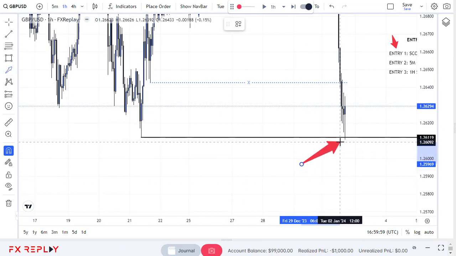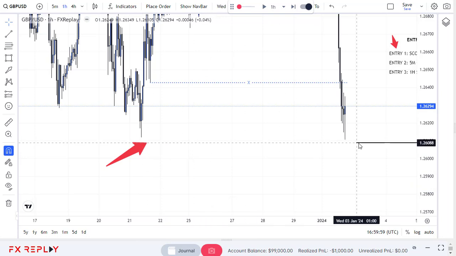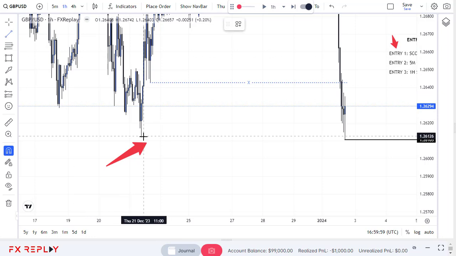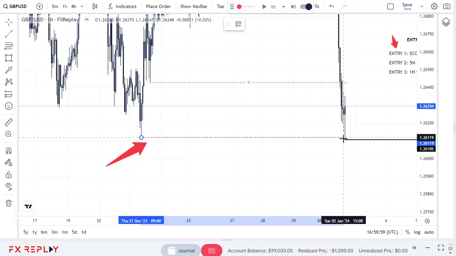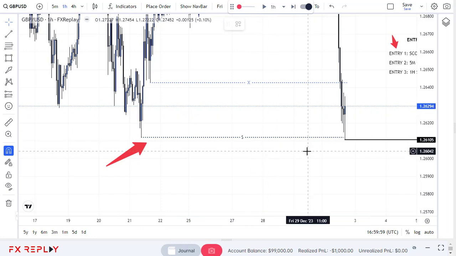This was a sweep of liquidity right here. So this low would be transferred from this point to this point. This becomes my recent low, and then this, I will now call this my liquidity sweep. Okay, I'll just call this liquidity. Okay, price swept liquidity at that point.